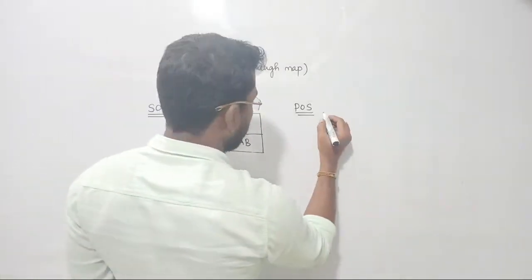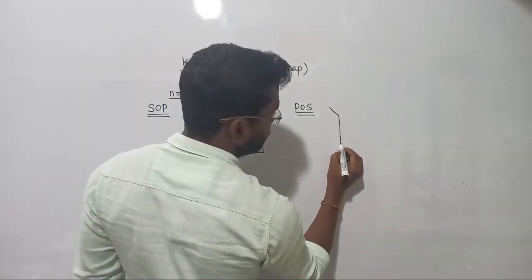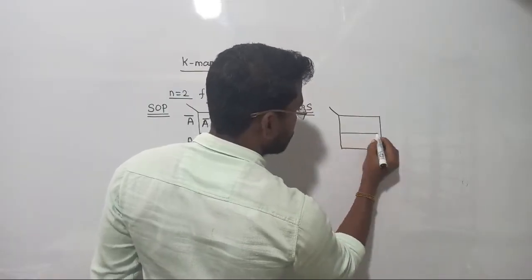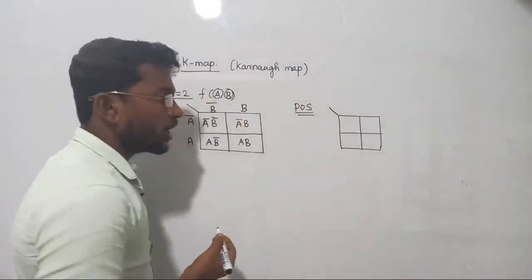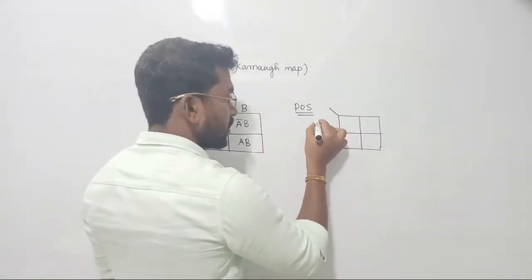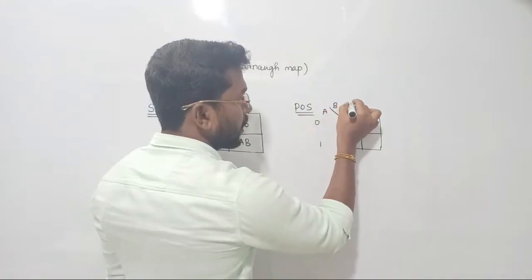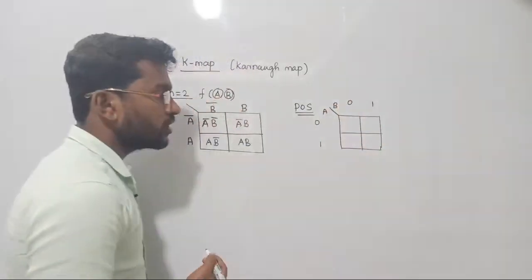Similarly, let us write the function in product of sum format. In product of sum form, how will you write? Let us consider 0 1. We are going to consider a here, we are going to consider b here. B might be 0 or b might be 1. Now there are two possibilities.